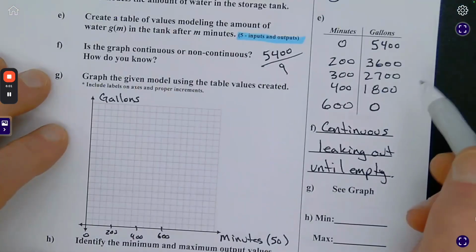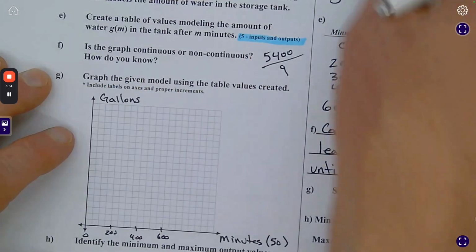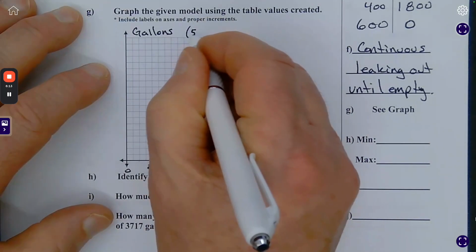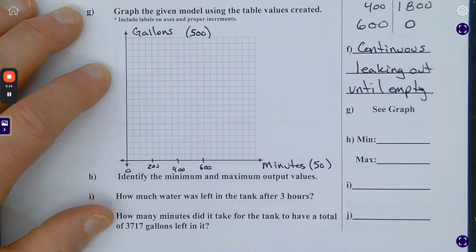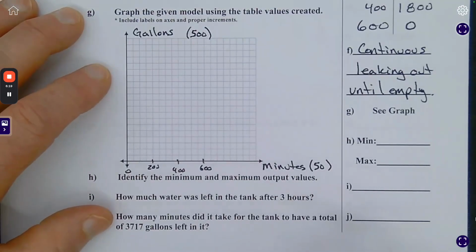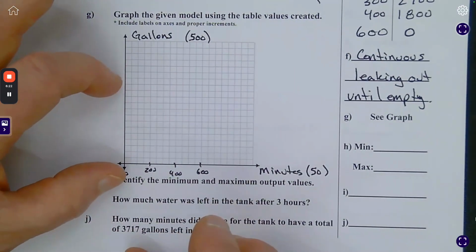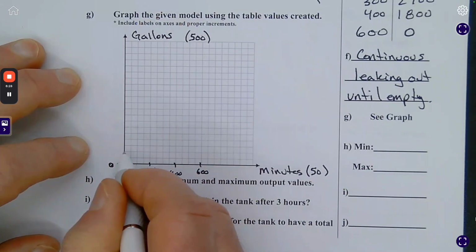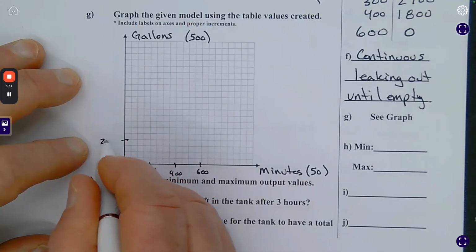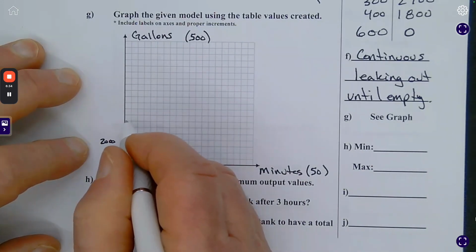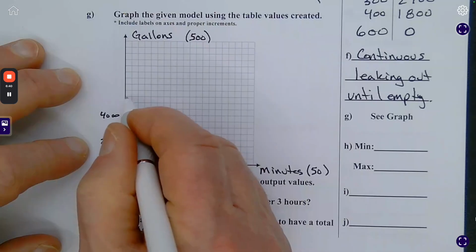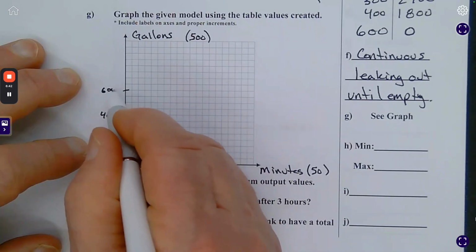Now on the dependent axis, the y-axis, we have gallons. I've got to go up to 5,400, so I'm going to do increments of 500. I like to pick nice increments like 50, 500, 10, 20, 1,000, things like that. But I also want to make sure I span at least half of my coordinate plane. So 0, 500, 1,000, 1,500, 2,000, 2,500, 3,000, 3,500, 4,000, 4,500, 5,000, 5,500, 6,000.